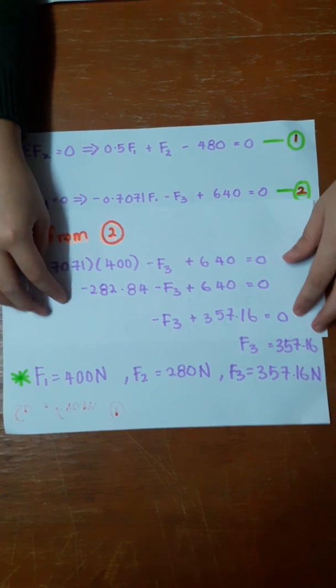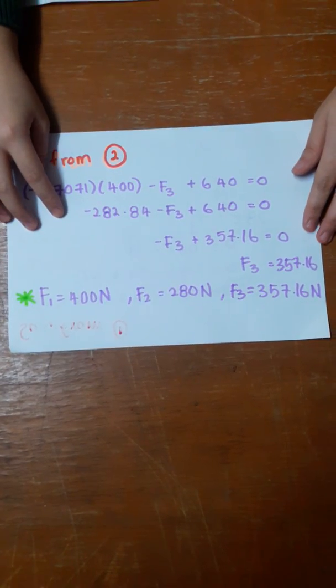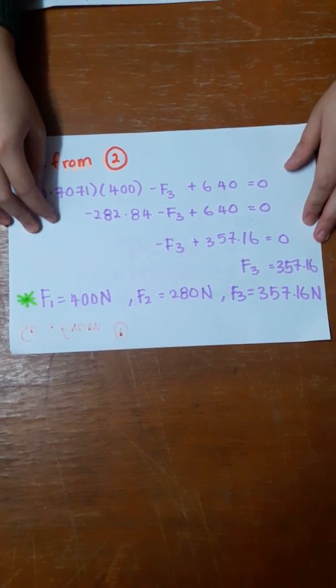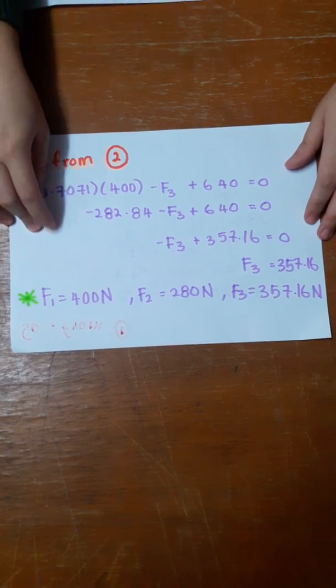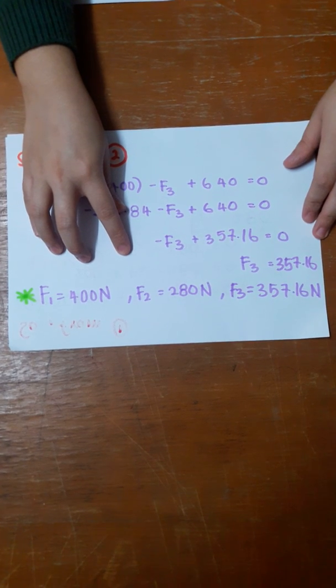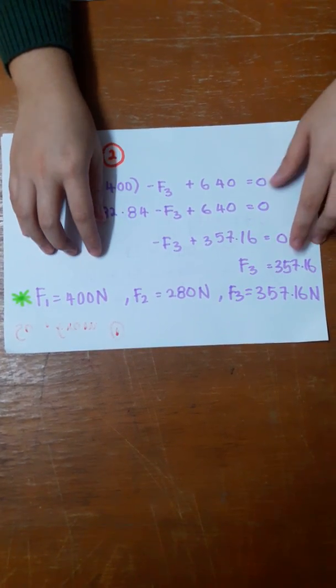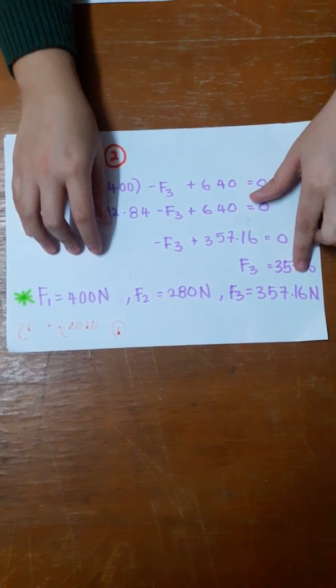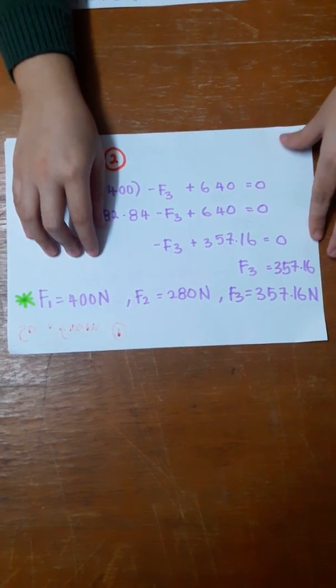357.16 Newton. So as a conclusion, since we now know all the values, I would like to state again that F1 is equal to 400 Newton, F2 is equal to 280 Newton, and F3 is equal to 357.16 Newton. That's all from us. Thank you.